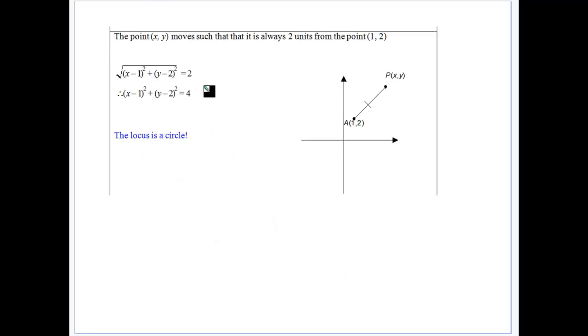Same with the circle. We were able to use our distance formula to work out the formula because it's always 2 units from a point. So we're able to find our equation there. That was all good as well.